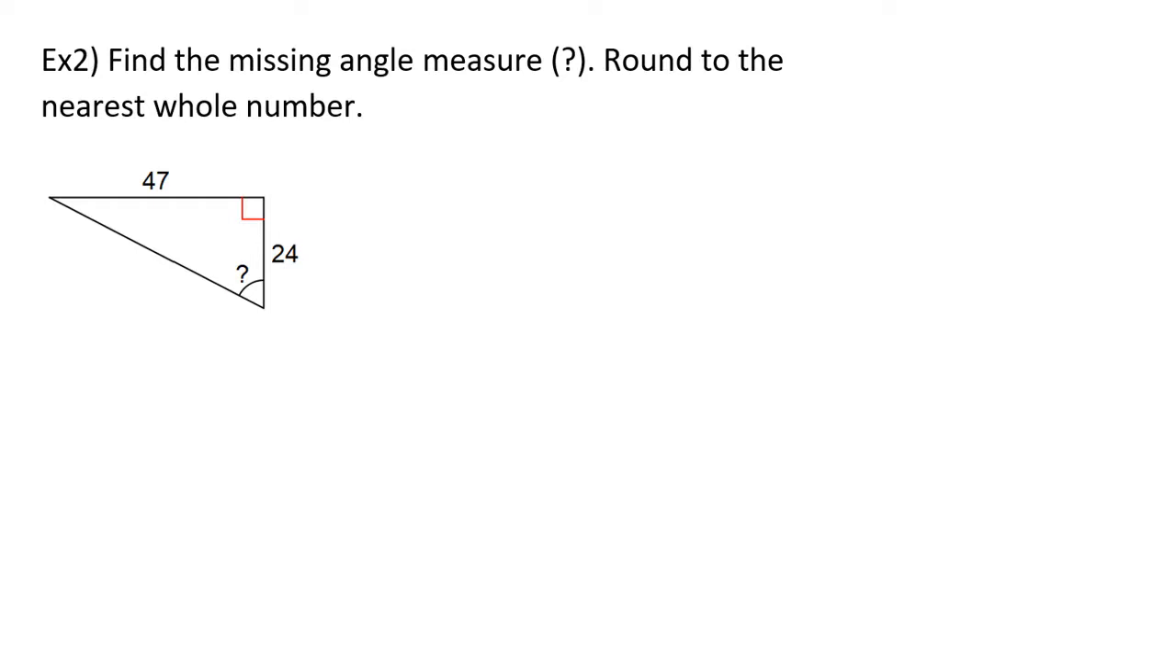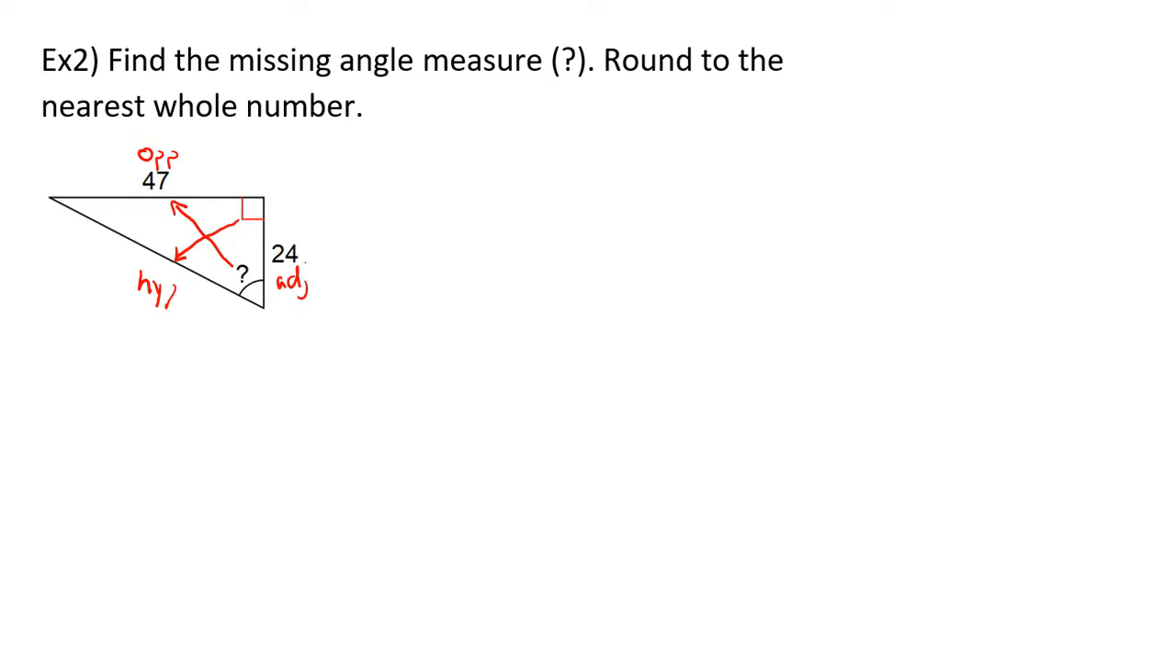Example 2. Find the missing angle measure, round to the nearest whole number. This will require a calculator. You cannot do this problem without one. So, first thing we should do is label our hypotenuse, our opposite, and our adjacent. So starting from the 90 degrees, if we draw a line through the center of the triangle, we hit the hypotenuse. If we start at the angle that we are looking for, which is the question mark, we are going to draw a line through the center. The side we hit is 47. That will be the opposite side. And therefore the 24 will be the adjacent side.